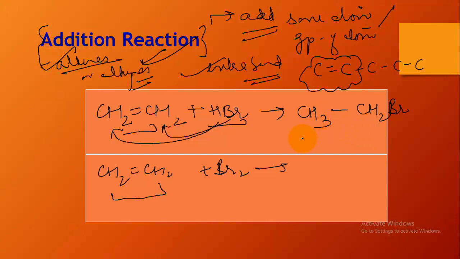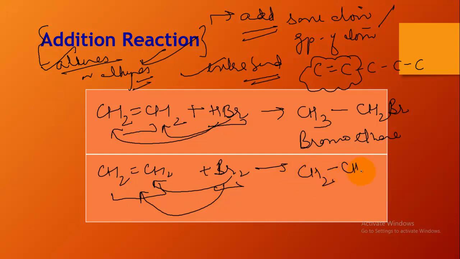It is called bromoethane, and as a result it gets converted into an alkyl halide, or you can say an alkane with a halogen. Similarly, if you add bromine water, one Br will get attached to one carbon and another Br will get attached to the other carbon in order to stabilize their valency. So we get CH2, the bond becomes single, Br and Br.